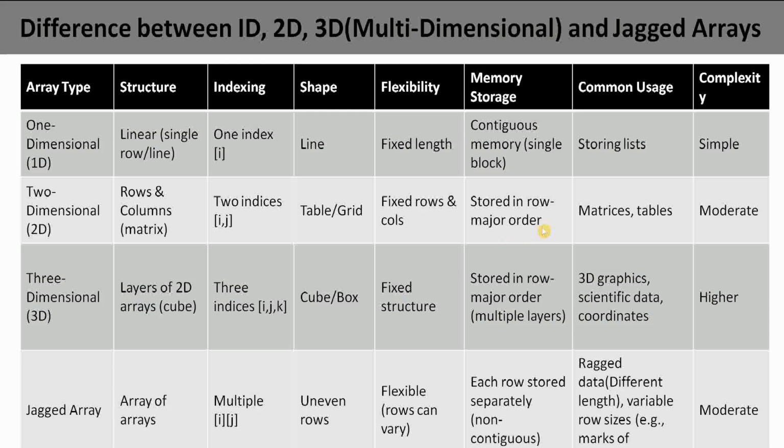It stores majorly in row order, so it is mostly used in matrices or tables. It is moderate use, means it is a medium kind of usage. Next one we have a three-dimensional array, means 3D array.